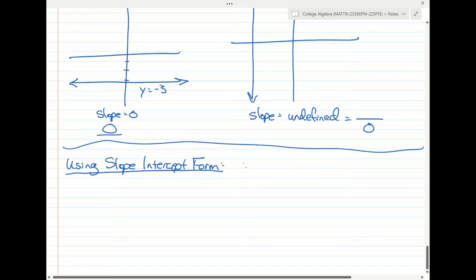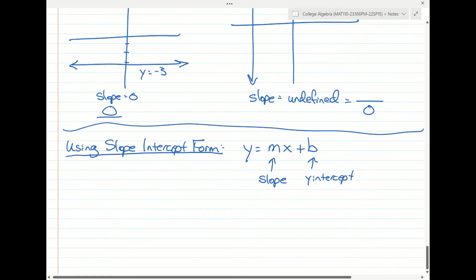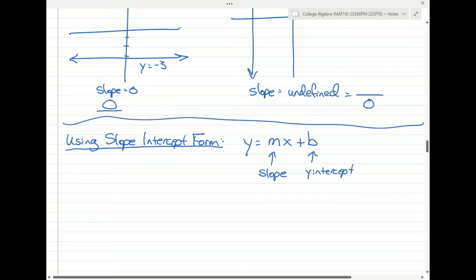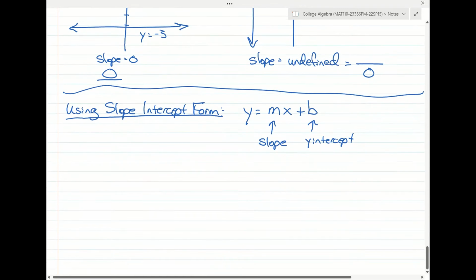Slope-intercept form looks like this. Y is equal to mx plus b. We're going to learn more about this in the next section. But m is the slope and b is the y-intercept. So if you get something in this form, you could just look at it and say that's the slope right there, whatever m is.